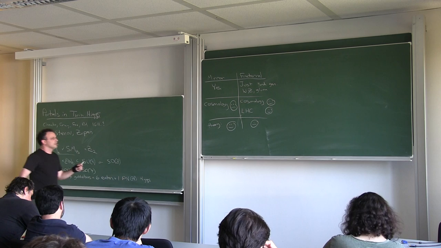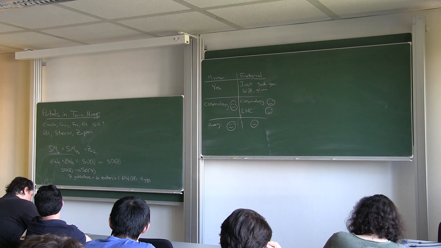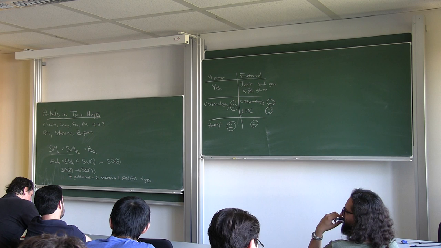There's a version that has a chiral third generation, and yes, there is a neutrino there. And whether that is a problem is up for discussion. There's also what's called vector-like twin Higgs, where it's vector-like, and then there's not even a neutrino.